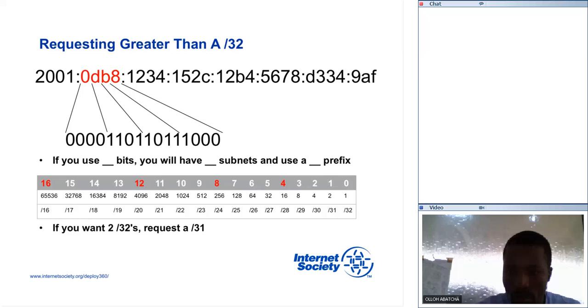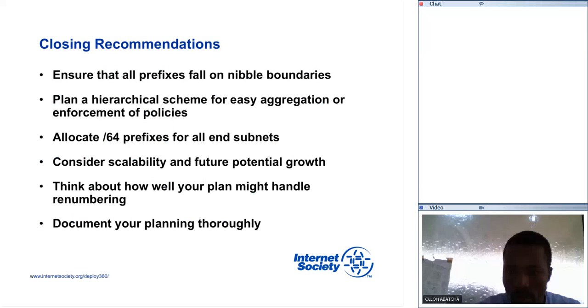So let me close and just mention some of the recommendations that we have in general, which is to ensure that the prefixes fall on nibble boundaries. That will work best for you, even if you're requesting additional space from AFRINIC or another RIR. It will be just easier for you in the calculations and the planning of how the individual subnets work. You also can plan a hierarchical scheme for the aggregation enforcement policy. Think about how you want to structure it. Do you want to structure it on location? Do you want to structure it on application or end user?